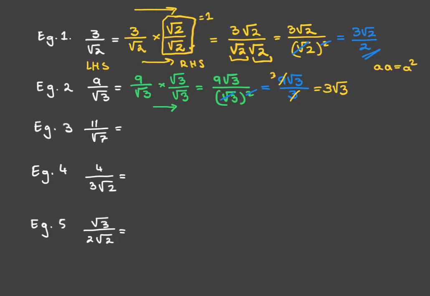So next one, we have 11 over square root of 7. What you can do now, you can actually stop the video and try to do it by yourself, and then you can check the answer. I'm just going to write now without explaining, and then you can have a look if it does make sense.